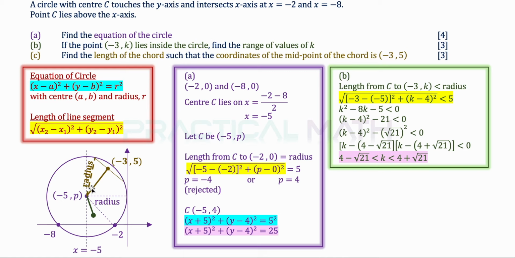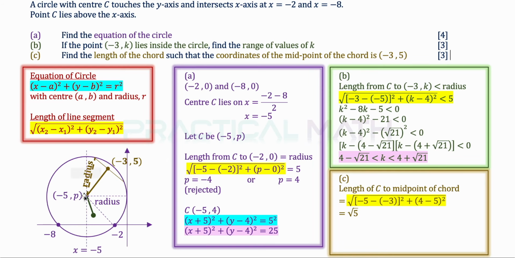What we need to do is to find the length of the line segment joining C to the midpoint of this chord. After we find this, using Pythagoras theorem, we can find half the length of this chord, and times 2 to get the required full length of this chord. So that is the general direction for solving part C. So over here, let's start our part C solution.